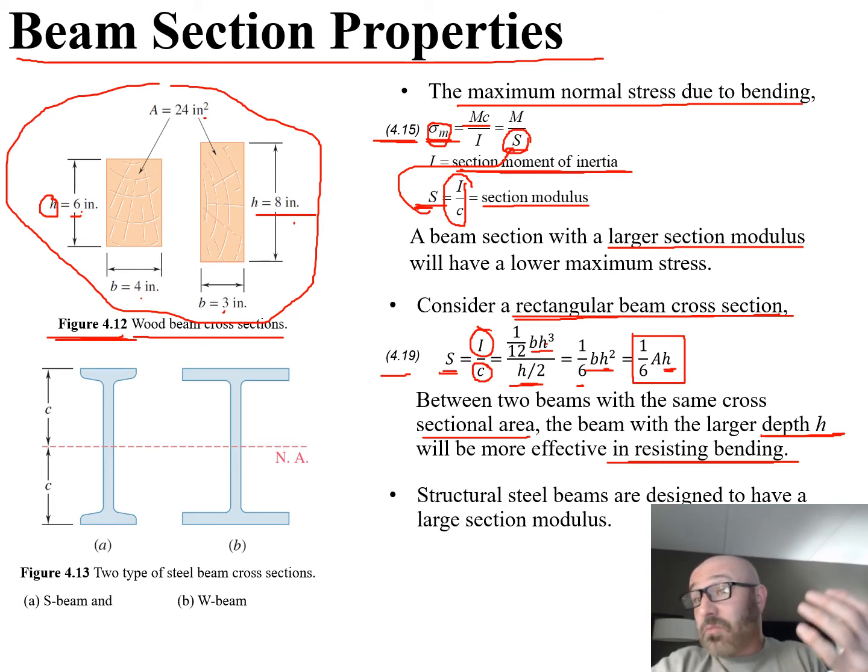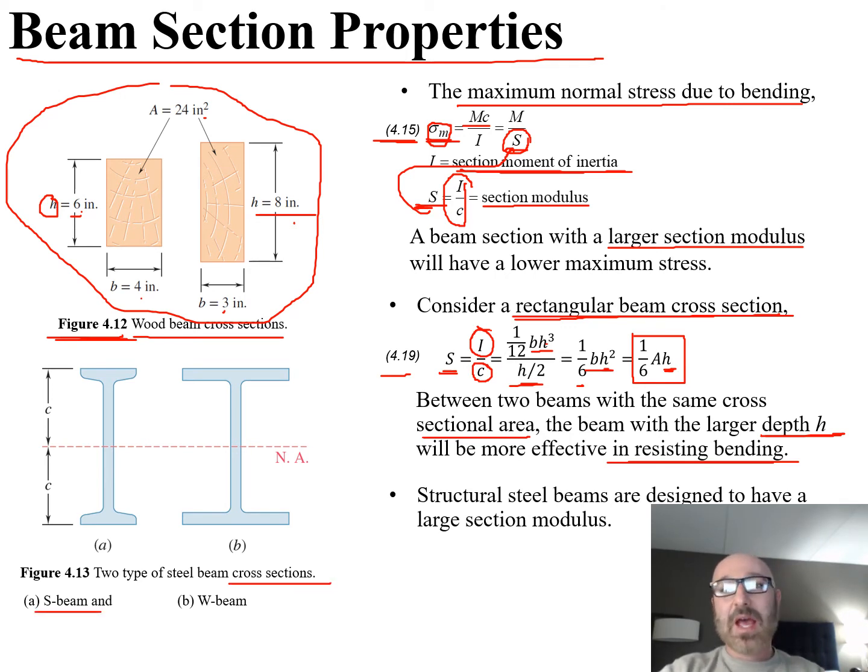So that leads into some practical application here of I-beams. There are two types of steel beams with cross sections here: an S-beam and a W-beam. You can see this geometry increases that H value. A larger depth, a larger H value, means it's going to be more effective at resisting bending. That's why I-beams are used in construction a lot of times to resist bending. They're going to maintain that shape and not bend as much because this H value is a lot larger.